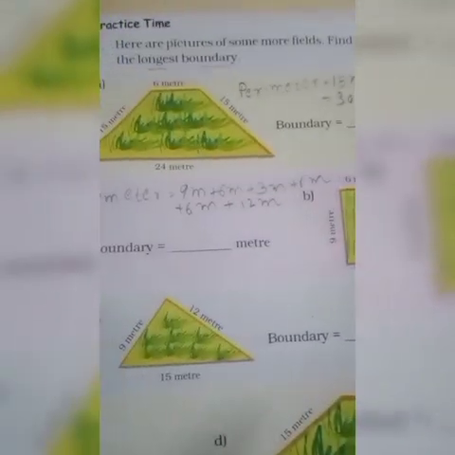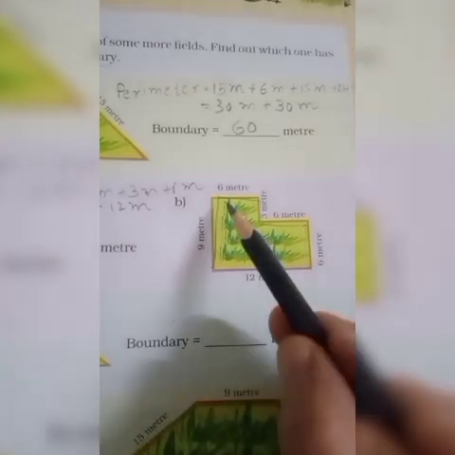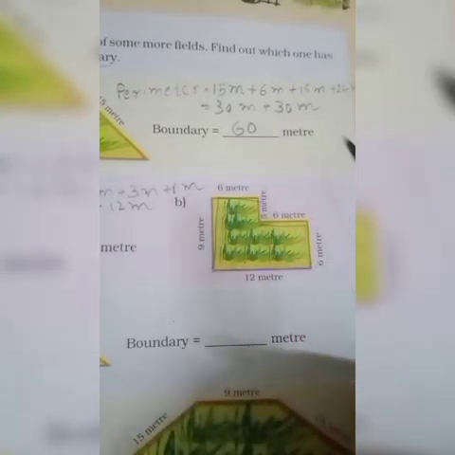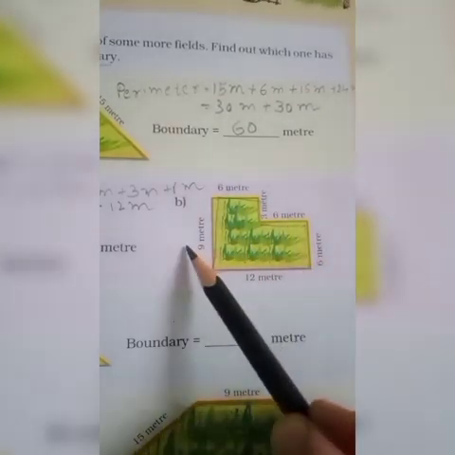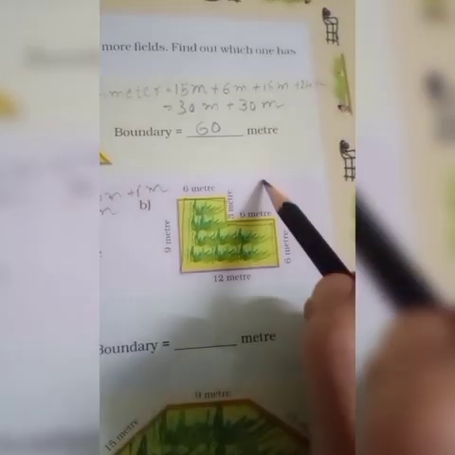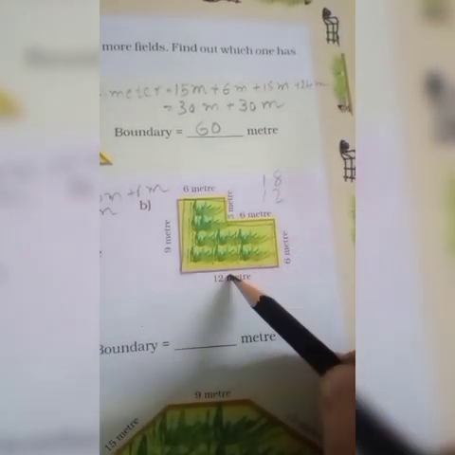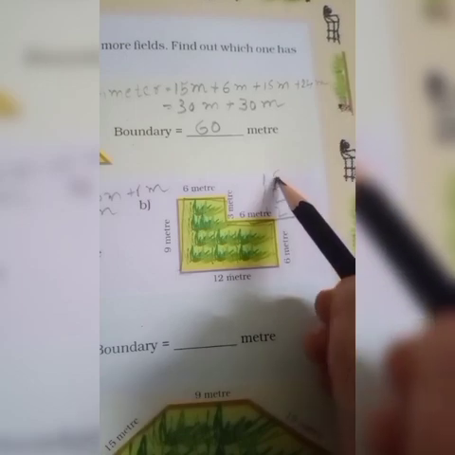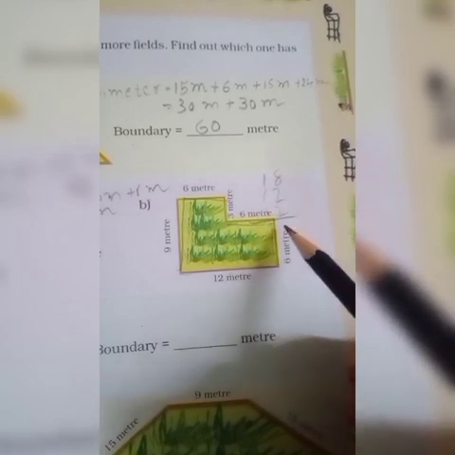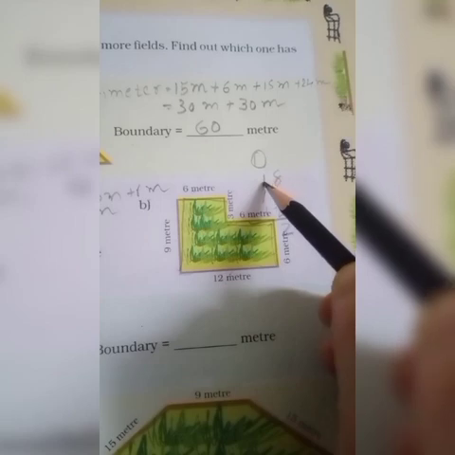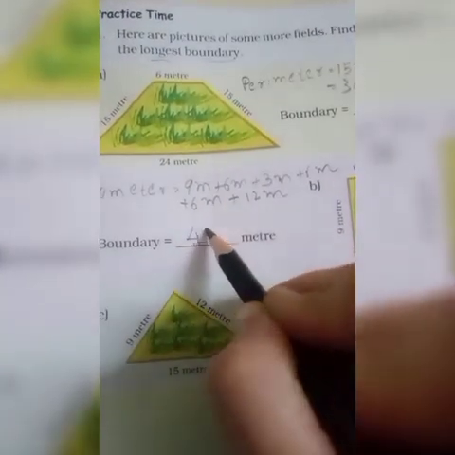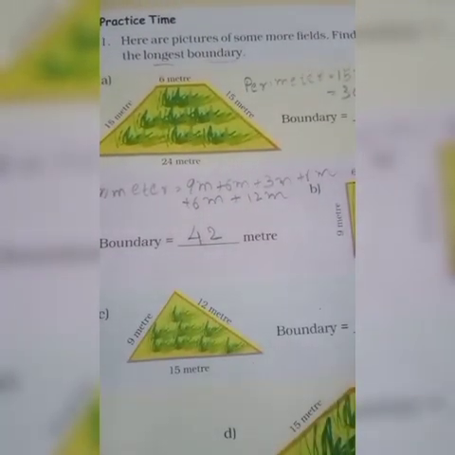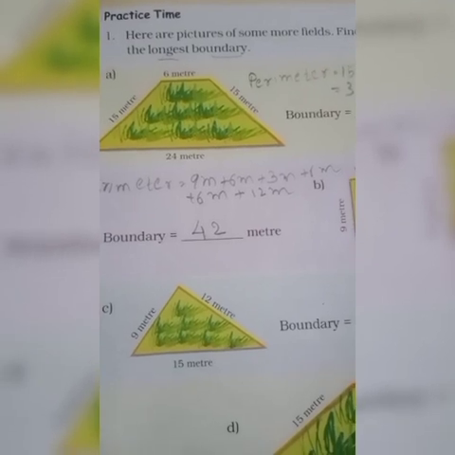Okay. So by adding it, you can see students that 6 plus 3 is 9, or you can say 6 plus 6 plus 6, 6 3s are 18, and 9 plus 3 is 12. So 18, 12 and this 12 also, right? So 8 plus 2, 10 plus 2, 12. So here 2, 1 carry over, 1 plus 1, 2 plus 1, 3 plus 1, 4. So what answer do we get? We get answer 42 meter. Right, so figure B's perimeter or boundary is 42 meter.